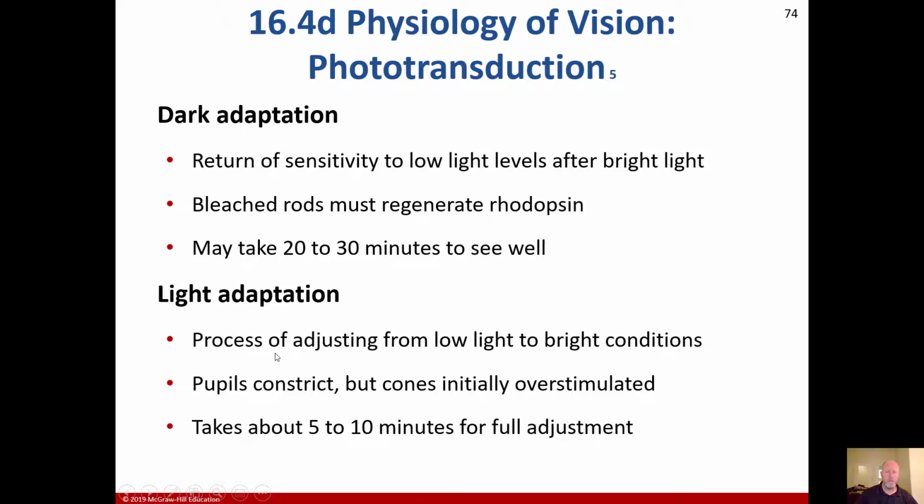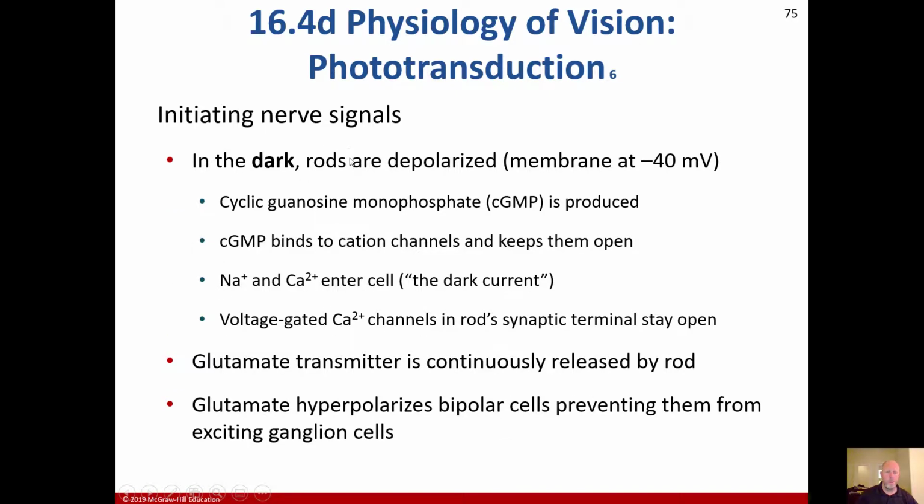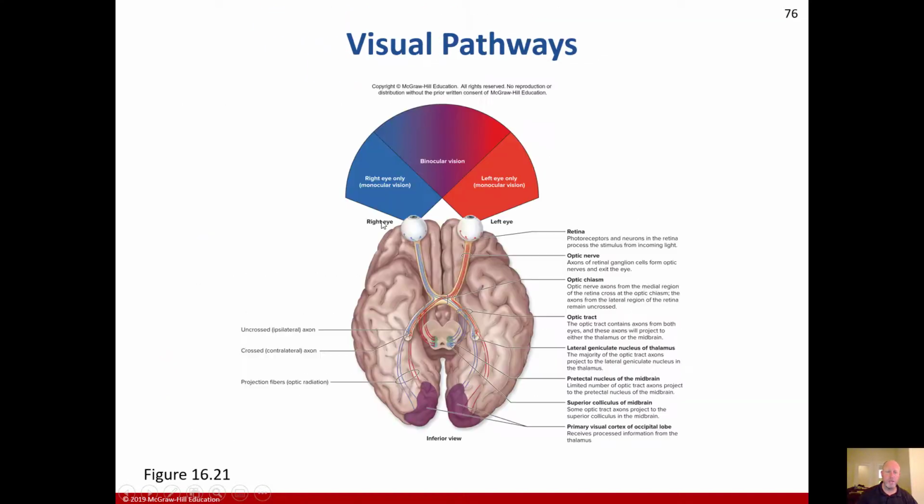Light adaptation is the process of adjusting from low light to bright conditions. Pupils constrict, but cones initially are overstimulated. It takes about 5 to 10 minutes for full adjustment. In the nerve signals, just know that in the dark, rods are depolarized, and glutamate hyperpolarizes the bipolar cells, preventing them from exciting the ganglion cells.